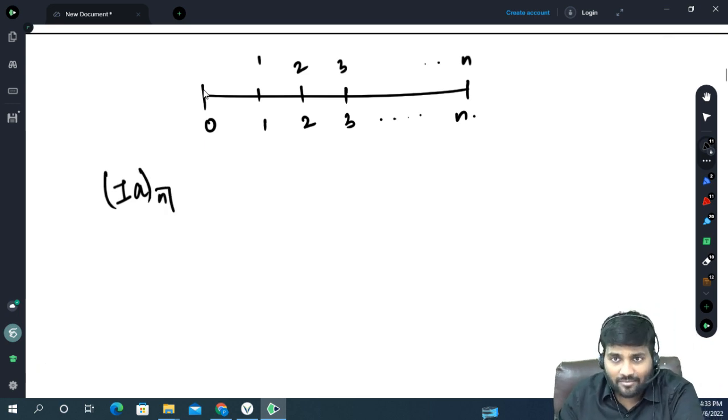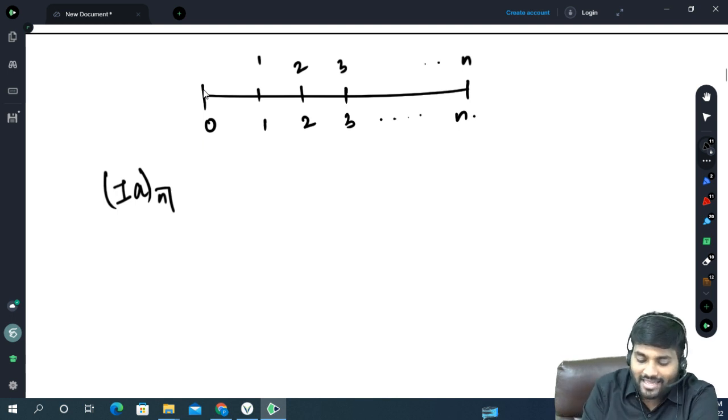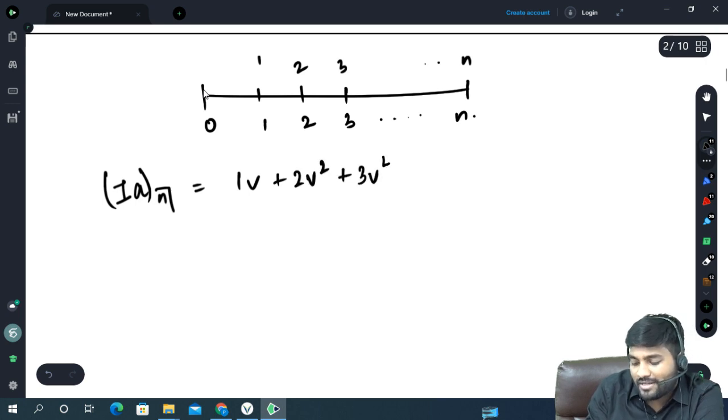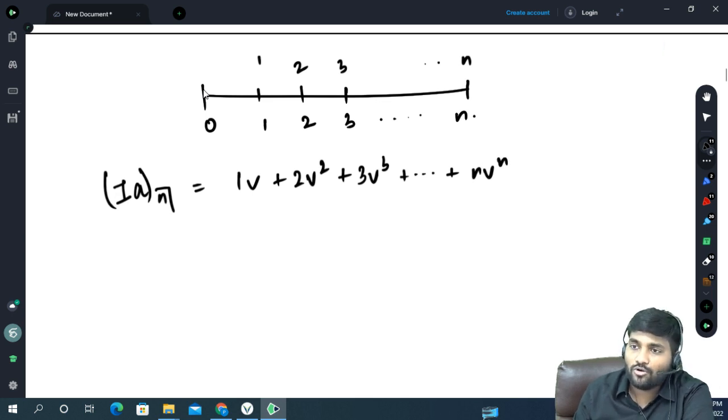We have learned AN. Now we are learning I. The letter capital I denotes simple increase. So IAN is equal to 1V plus 2V square plus 3V cube plus dot dot dot plus nV to the power n. Yes or no?